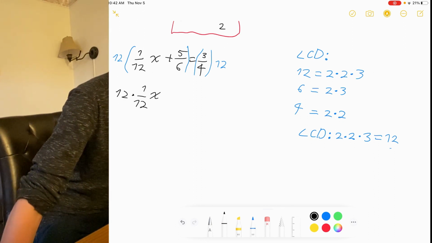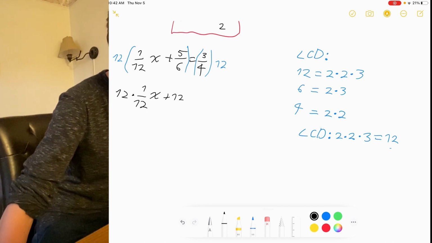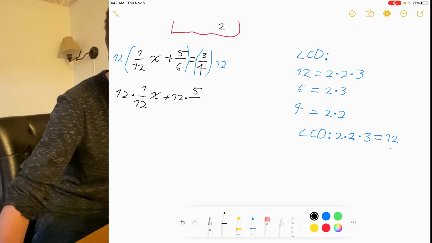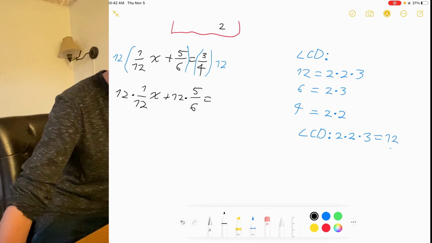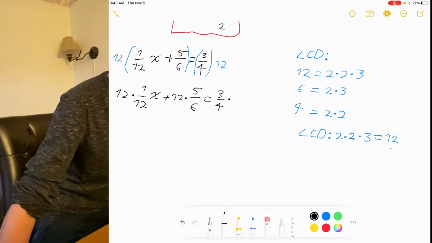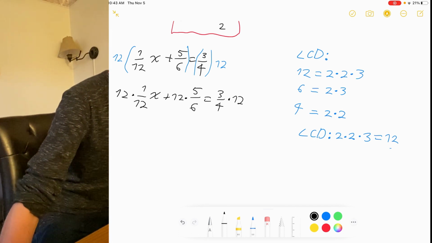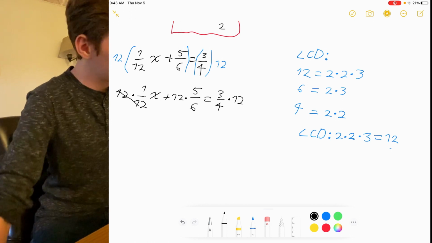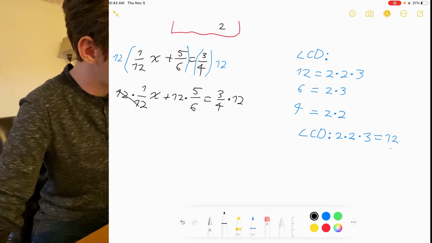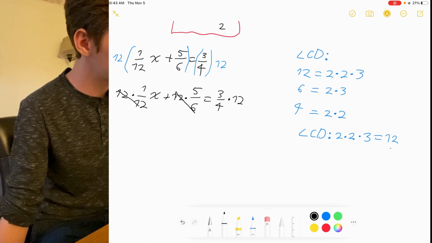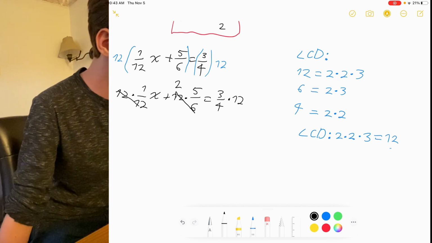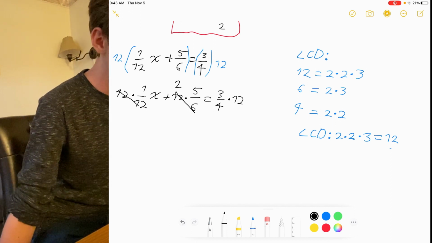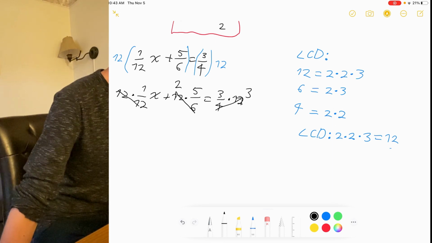So 12 times 1/12 x plus 12 times 5/6 is going to equal 3/4 times 12. And now we'll see this 12 and 12 cancel to make a 1. This 12 and this 6 make a 2. 12 divided by 6 is 2. And 12 divided by 4 is 3 up here.